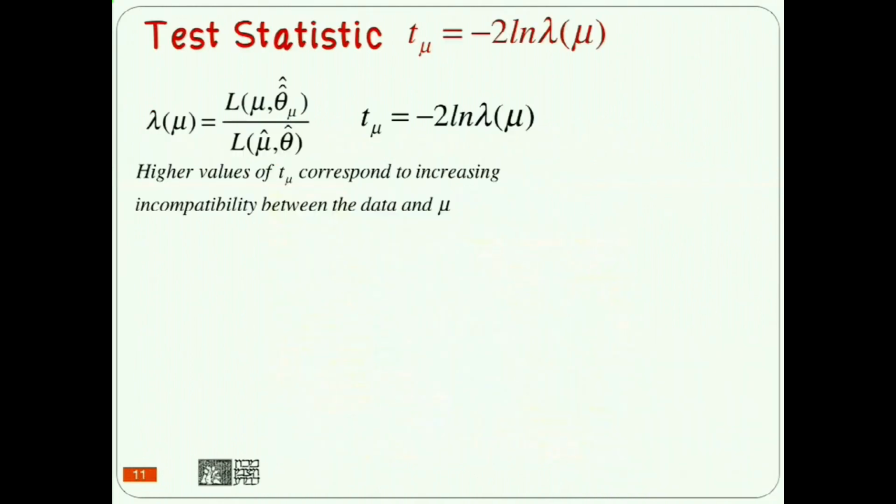So the test statistic, for simplicity, let's take the test statistic t_mu, but the conclusions will hold for anything that we'll do. So t_mu is minus 2 log of lambda of mu. Lambda of mu is a test statistic testing the hypothesis H_mu: L of mu, theta double hat mu, over L of mu hat, theta hat. Again, higher values of t_mu correspond to increasing incompatibility between the data and mu.